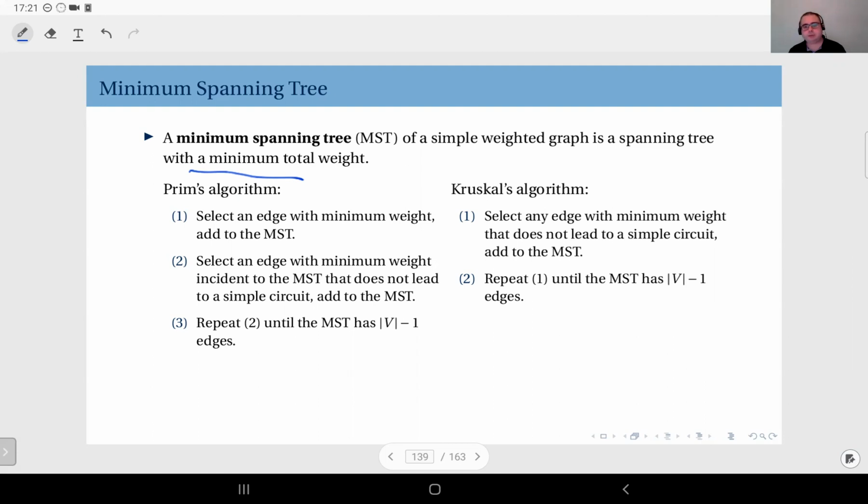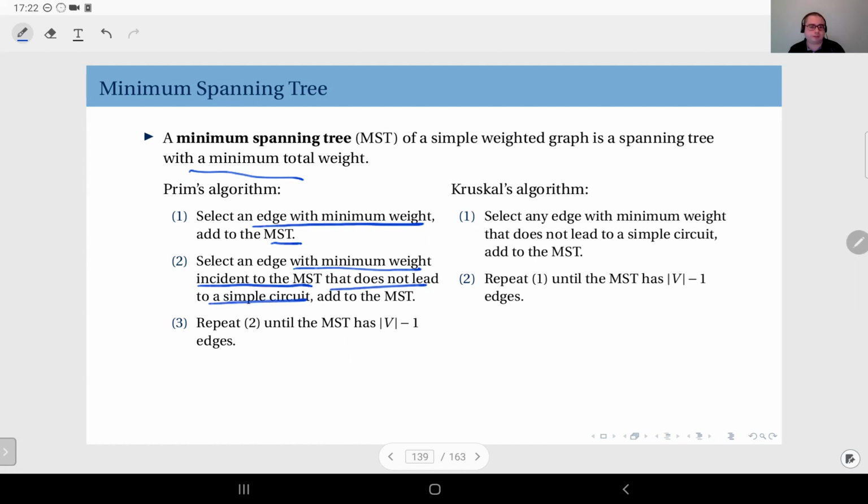These are very similar to each other. Both are greedy algorithms, and in Prim's algorithm, you start with an edge with a minimum weight. So you select one of the edges that has the minimum weight across the entire graph and add that to your minimum spanning tree. And in a loop, you select an edge with minimum weight incident to the minimum spanning tree that does not lead to a simple circuit.